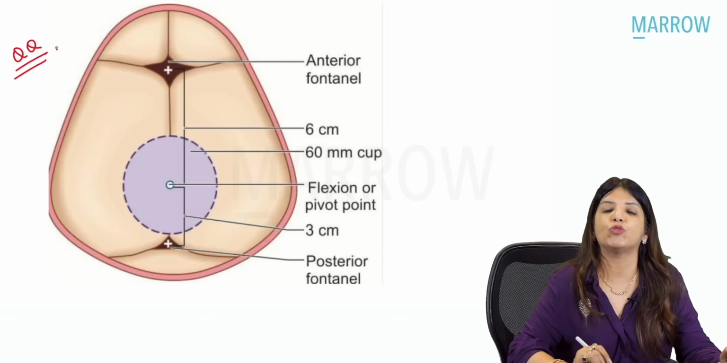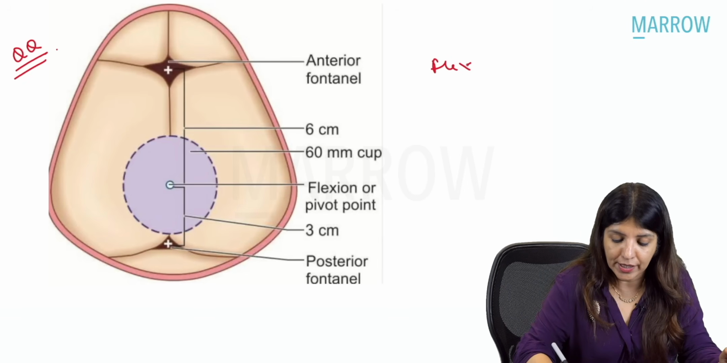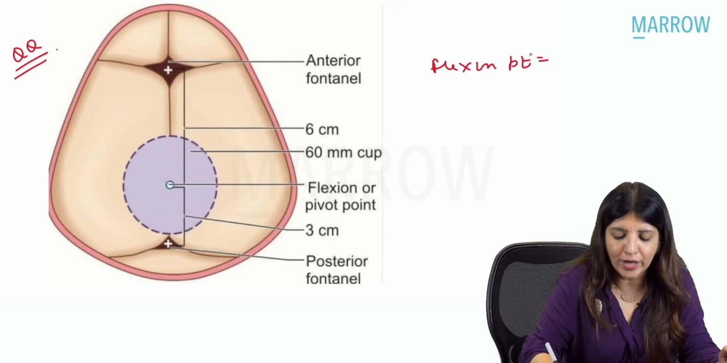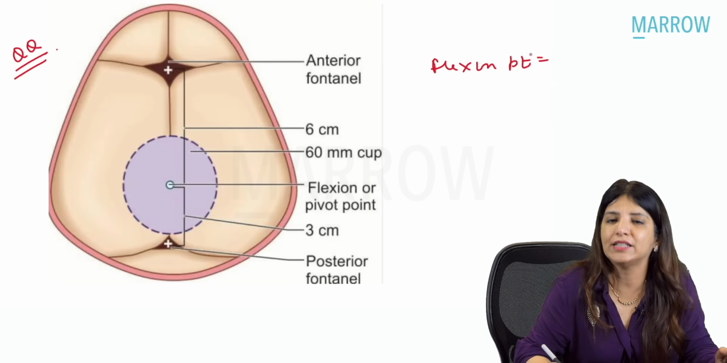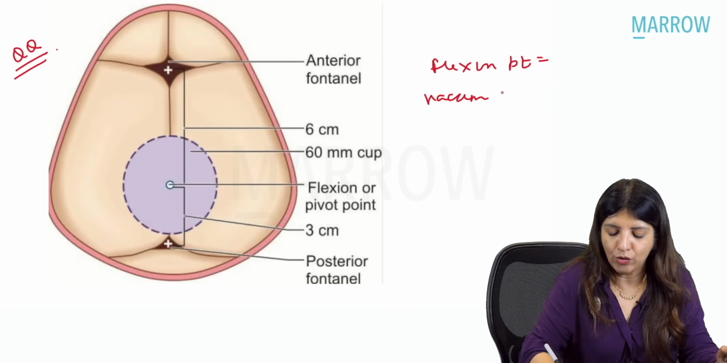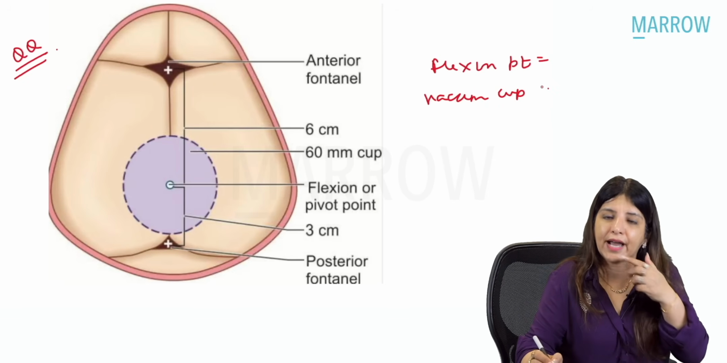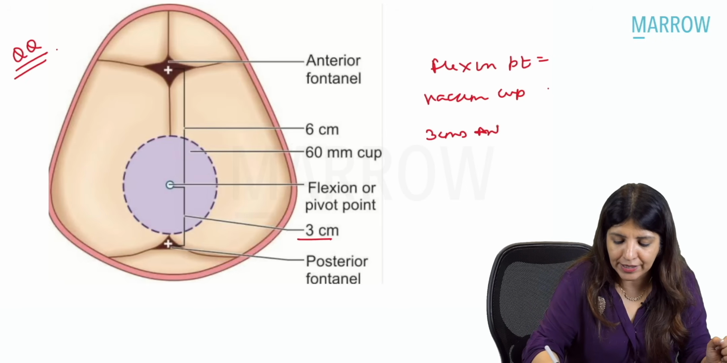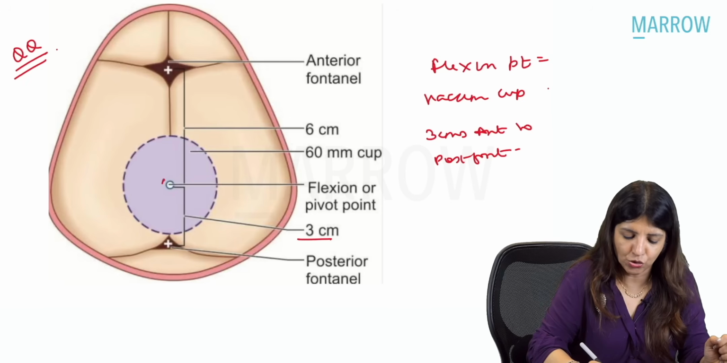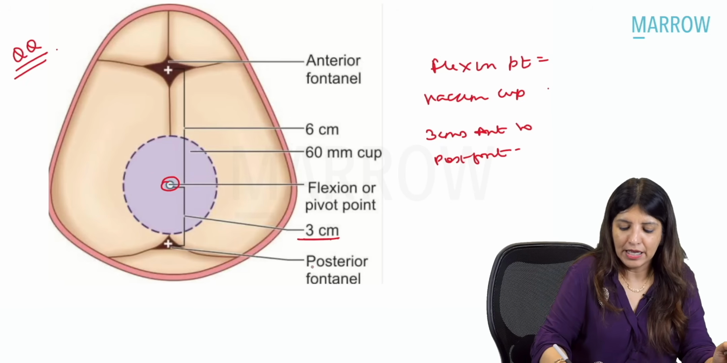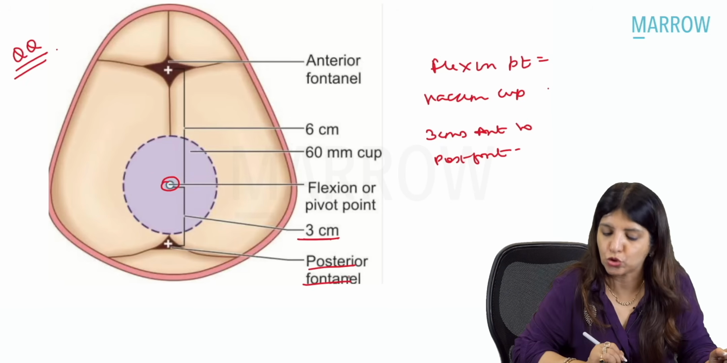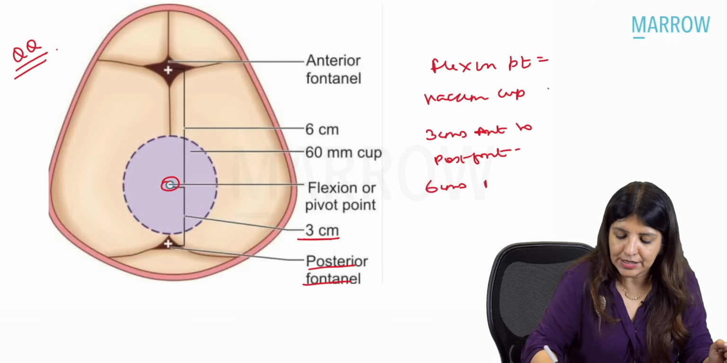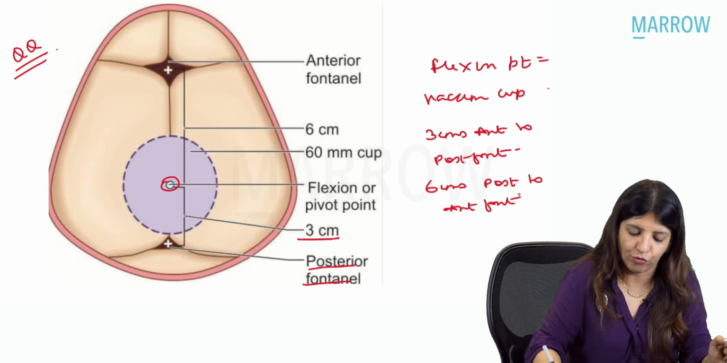Now, this is a question which came to you this time in your NEET-PG. They asked you about flexion point. What is flexion point? Flexion point is the place where you have to apply the vacuum cup. And where does this flexion point lie? The flexion point lies 3 centimeters anterior to the posterior fontanelle. So this point over here is lying 3 centimeters anterior to the posterior fontanelle and 6 centimeters posterior to the anterior fontanelle.